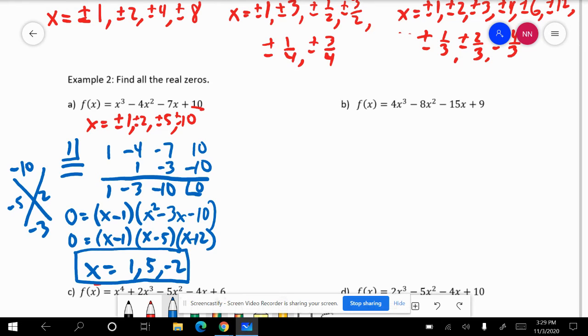Now for letter B, this time it's a little bit more difficult because what I'm looking for is all my factors of 9 divided by all my factors of 4. So in this case, I might end up with a fraction. What I'm going to do is guess 1 again. And so I have 4, -8, -15, and 9.